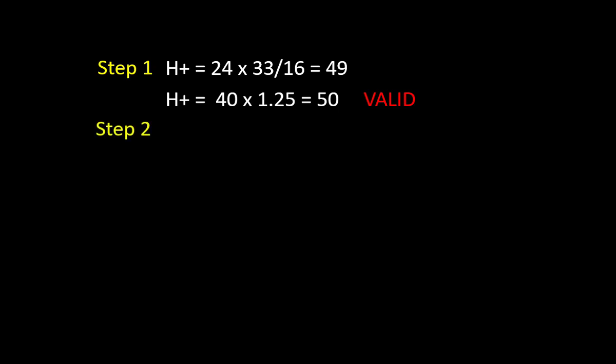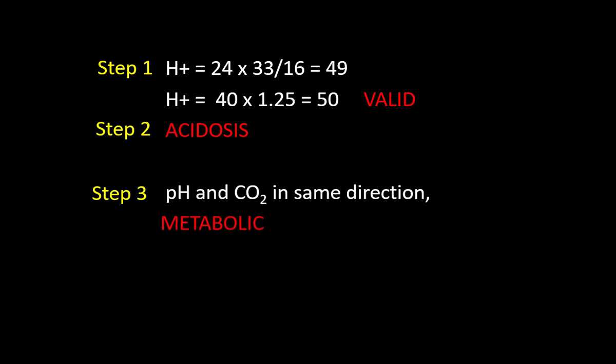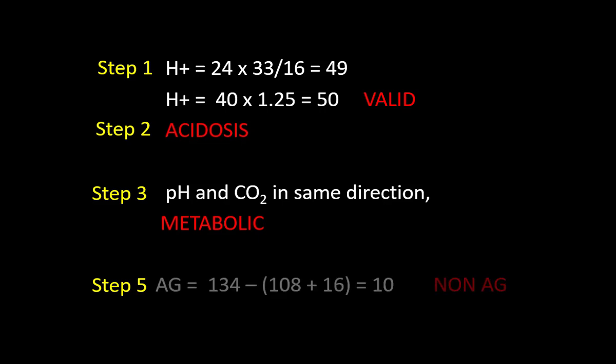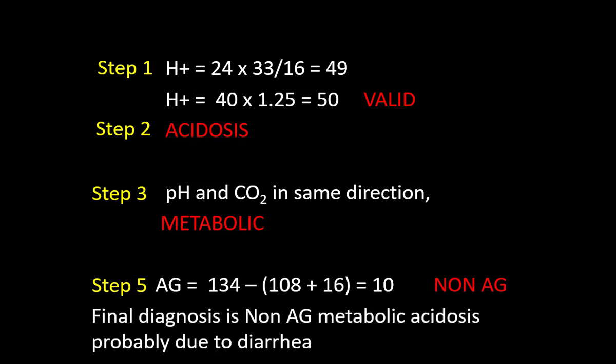Step 2, what do you feel about step 2? Come on. Acidosis. Step 3, pH and PCO2 are moving in the same direction, so it is metabolic. Don't need to go for step 4, go to step 5. Anion gap is 134 sodium minus, what is this? Chloride plus bicarb. So it's a 10. So it's a non-anion gap. The final diagnosis is non-anion gap metabolic acidosis, probably due to diarrhea.